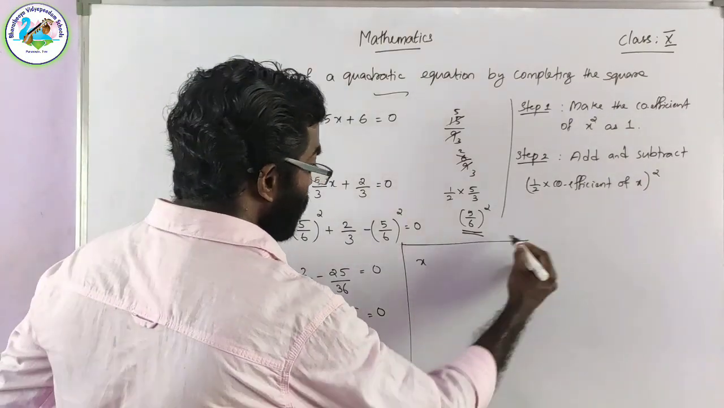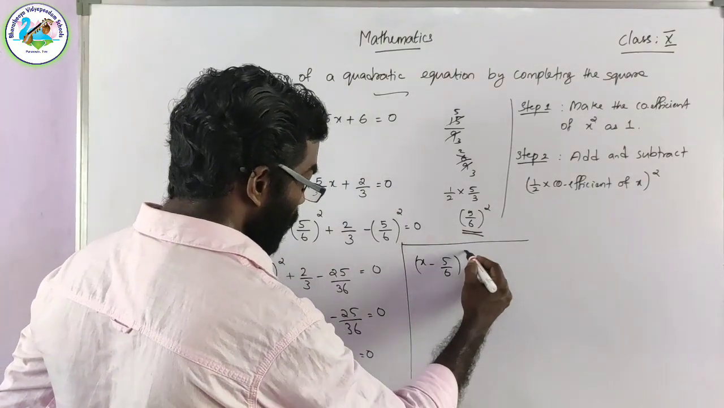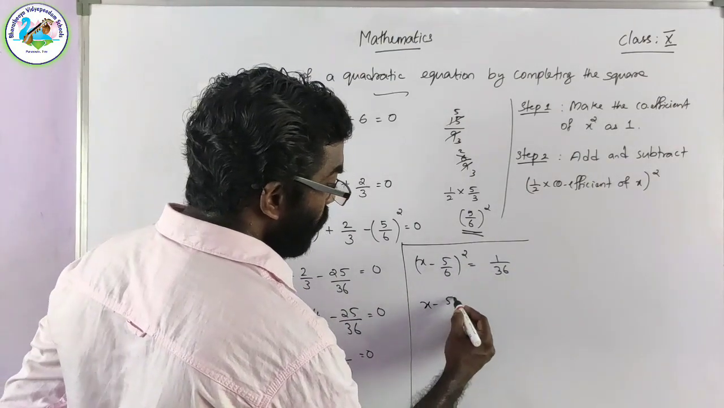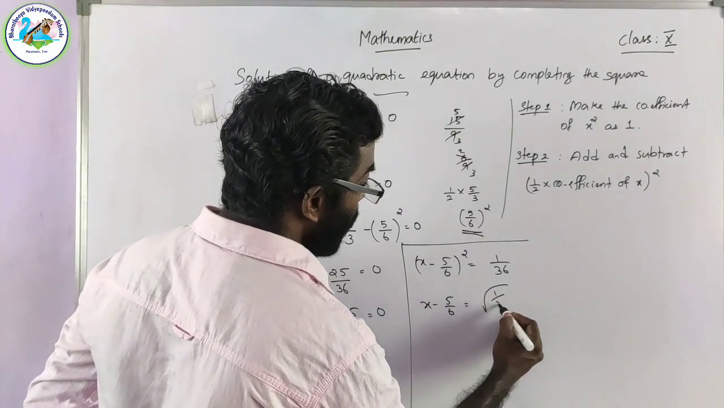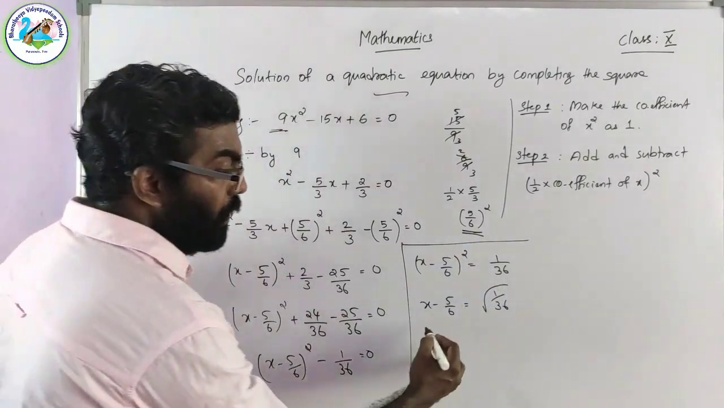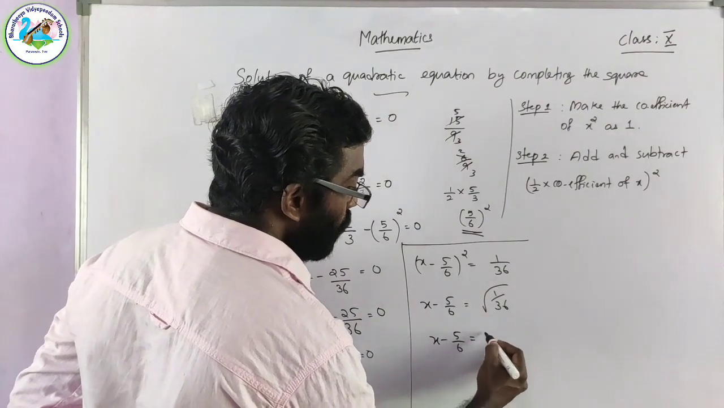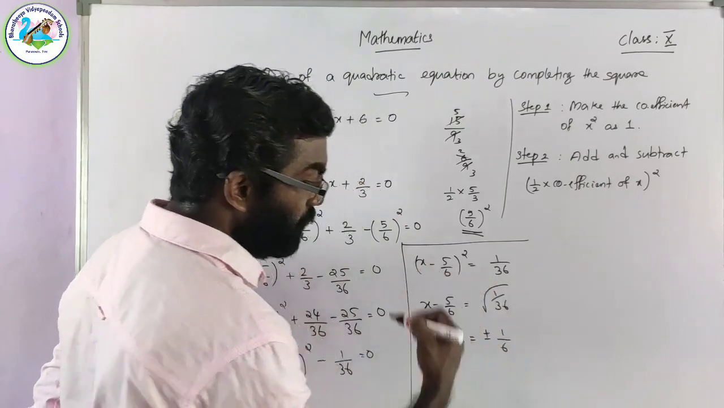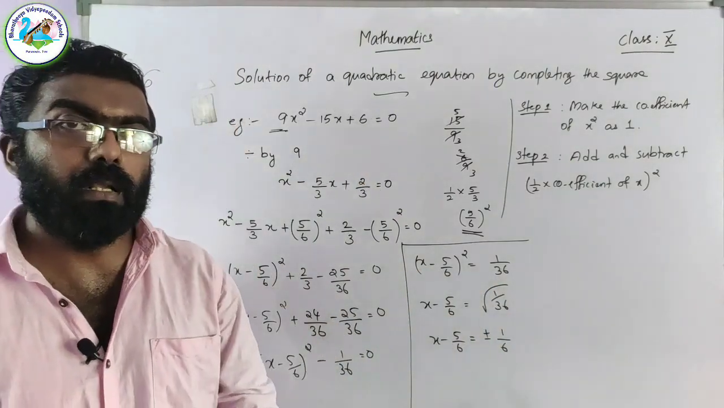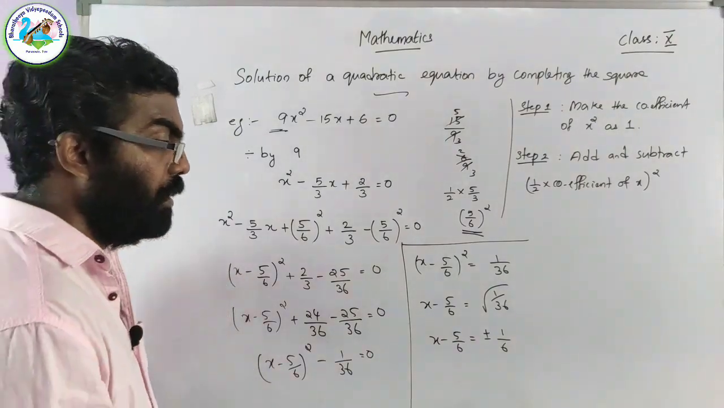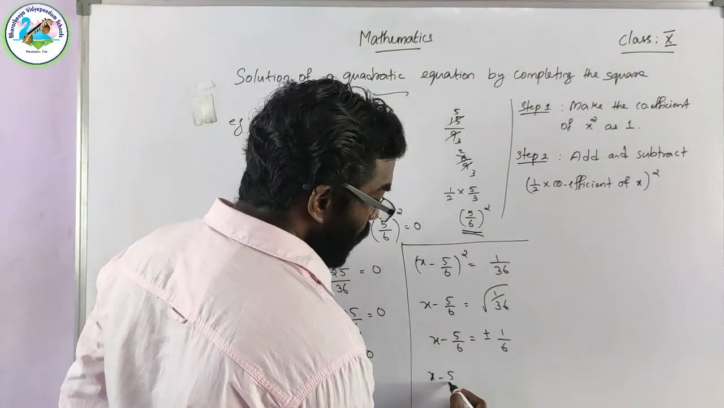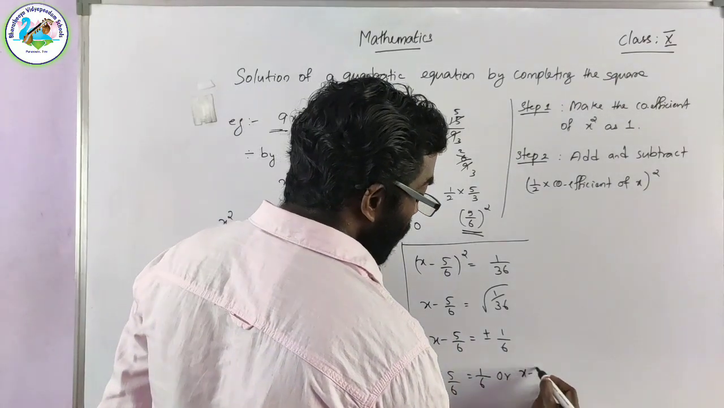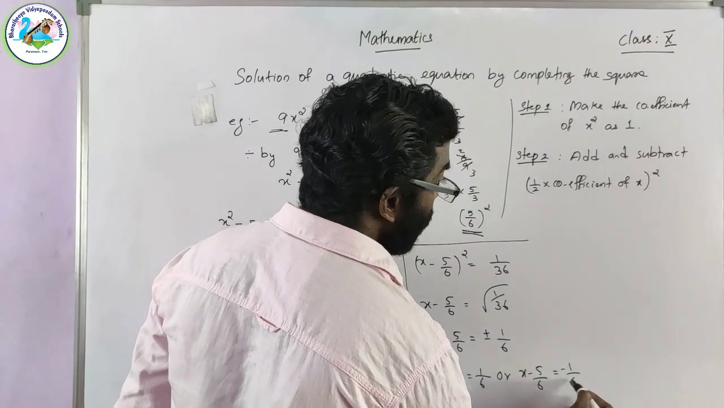That is x minus 5 by 6 the whole square is equal to 1 by 36. Or x minus 5 by 6 is equal to square root of 1 by 36. Okay. So x minus 5 by 6 is equal to plus or minus root of 1 is 1 and square root of 36 is 6. So x minus 5 by 6 is equal to plus or minus 1 by 6. Now we can write x minus 5 by 6 is equal to 1 by 6, that is plus 1 by 6, or x minus 5 by 6 is equal to minus 1 by 6.